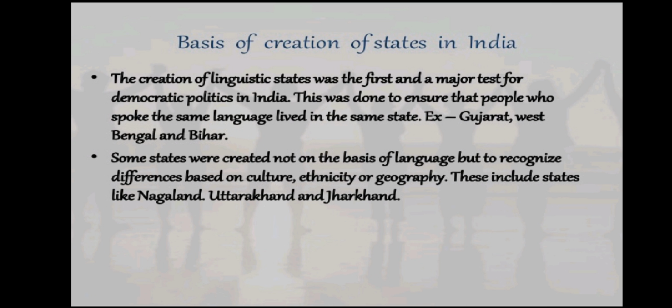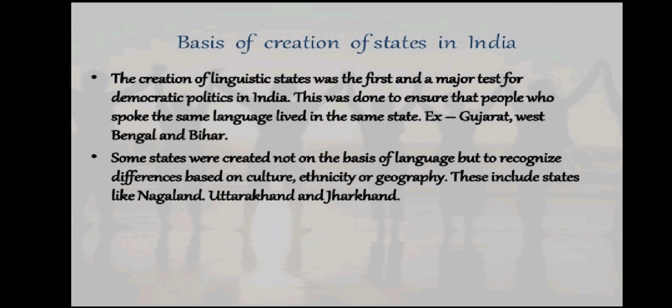So what we discussed till now was linguistic states, formation of states, and language policy. Now let us talk about center-state relationship. Prior to 1990, the Congress ruled at the center for about 40 years. These were the years when a single party made the government.